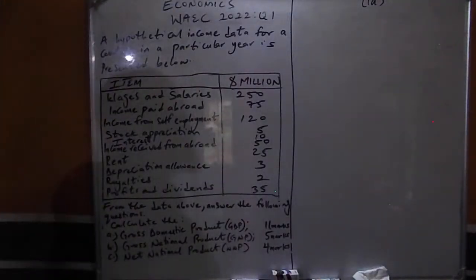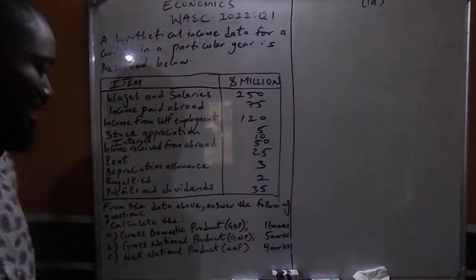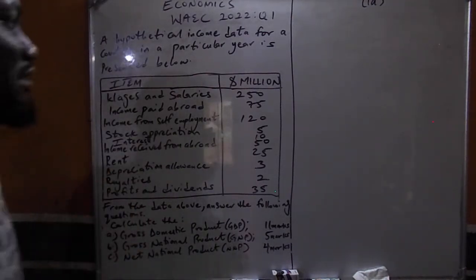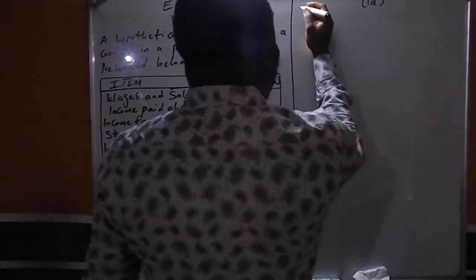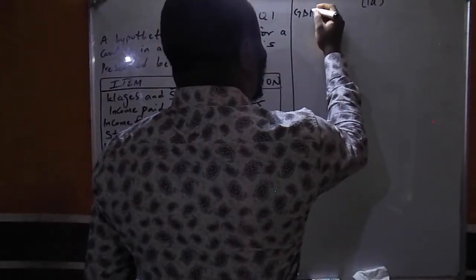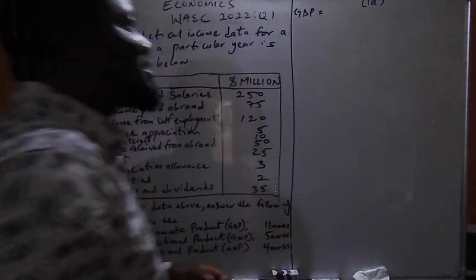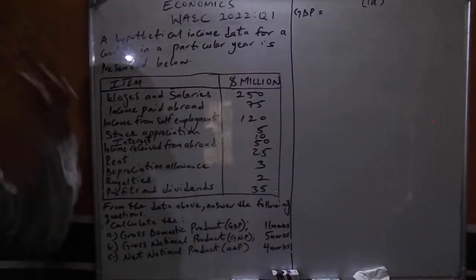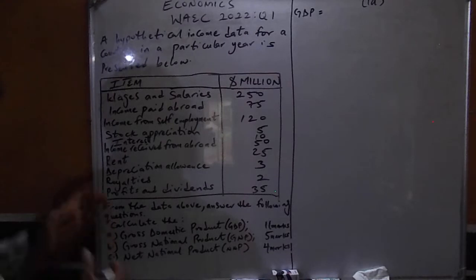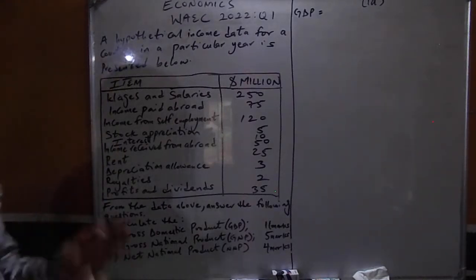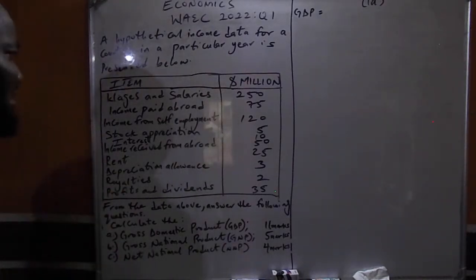Now you come here, in your answer booklet you write 1A. That means you are providing solution to what? Question 1A. What does question 1 say? GDP. Now you can come here and say GDP equals to, now what is GDP? This is gross domestic product. It is the total monetary value of all the goods and services produced in a country in a given year.